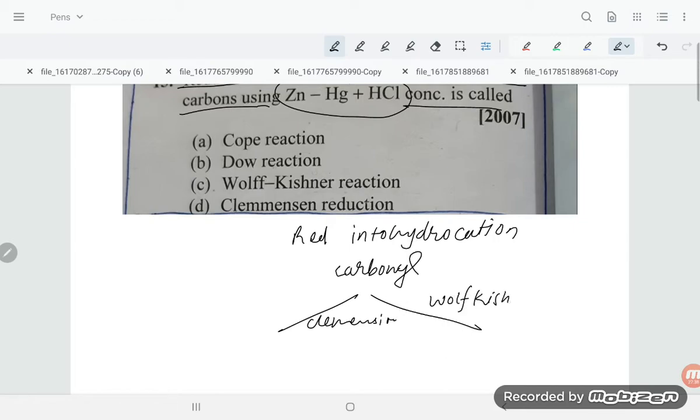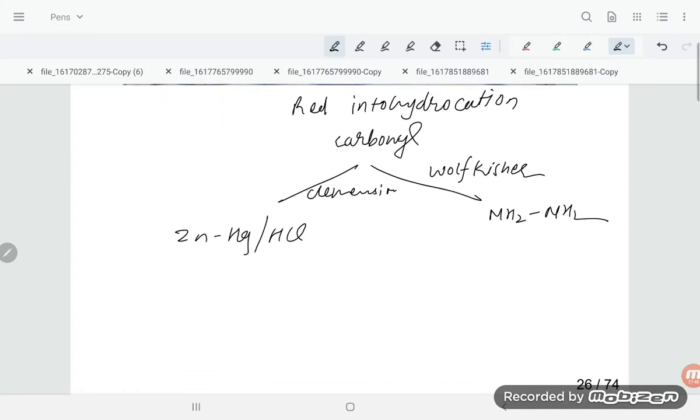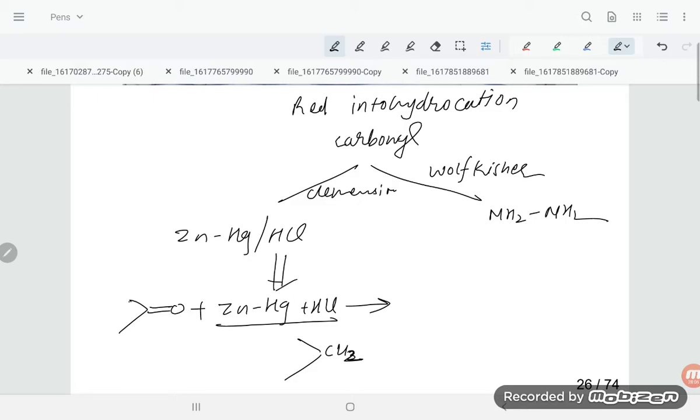Wolff-Kishner means you are adding NH2 NH2, hydrogen, and here is ZnHg plus HCl for Clemmensen. So how does the reaction proceed, students? Suppose we have a double bond O and you are treating with ZnHg plus HCl. They are the reducing agents. So simply they reduce, student. That will be a CH2 group. So this is Clemmensen.